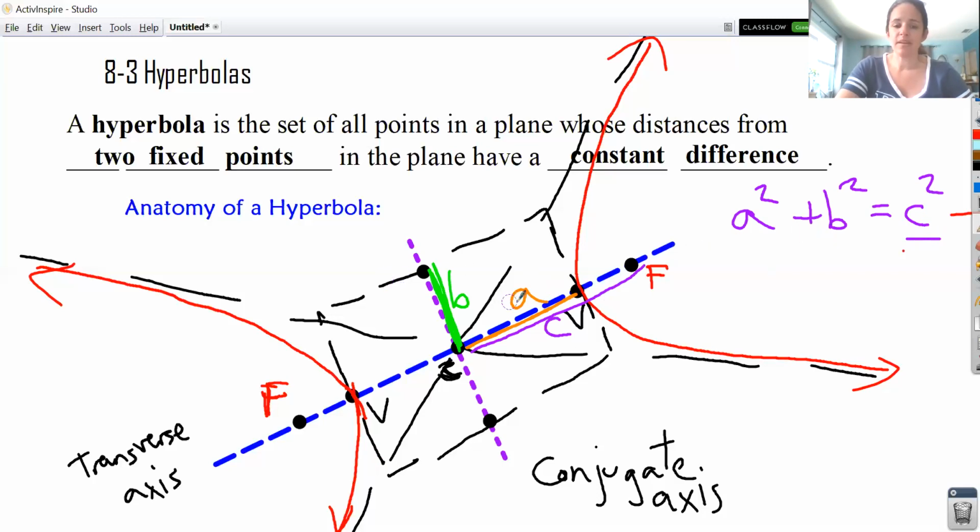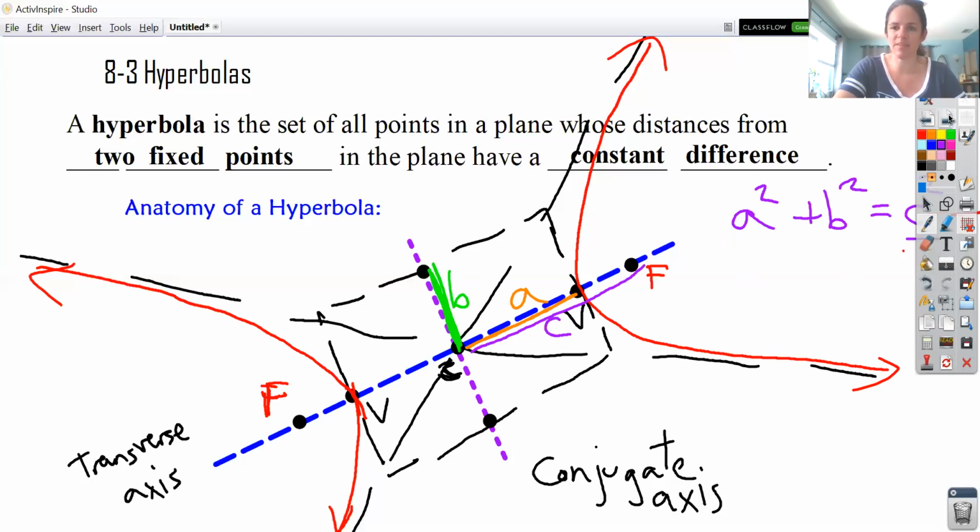However, in ellipses, A has to be bigger than B because A was the biggest, right? A was the largest side, or the hypotenuse, if you would move it around. But in this one, because A and B are not the biggest sides, A does not have to be bigger than B. A can be less than B. It doesn't really matter. So let's go ahead and do a couple of examples.